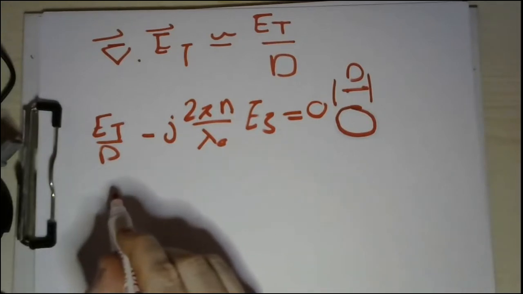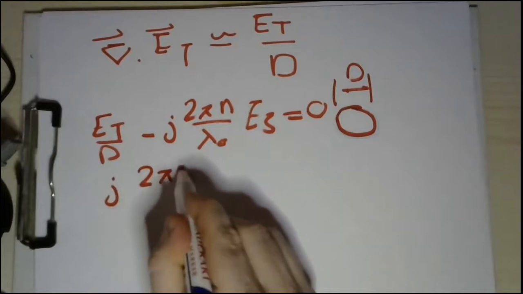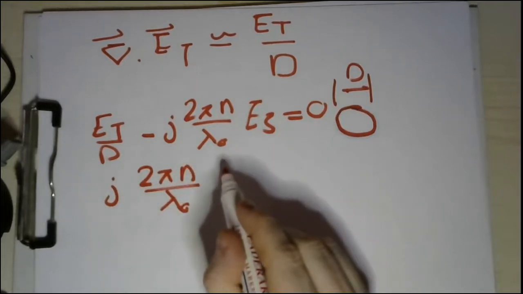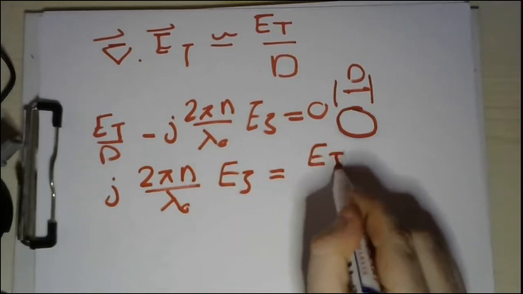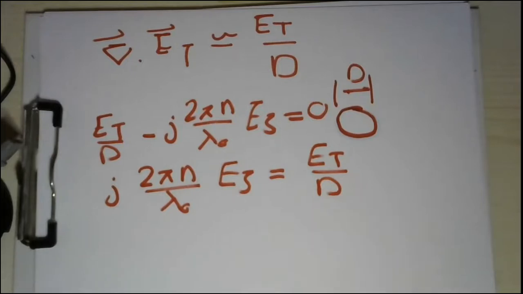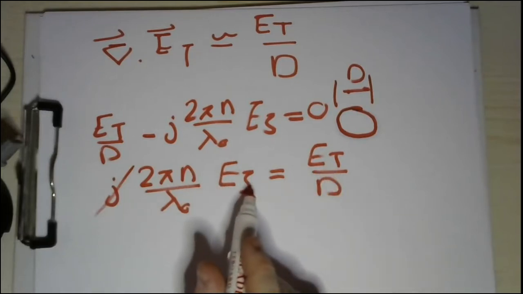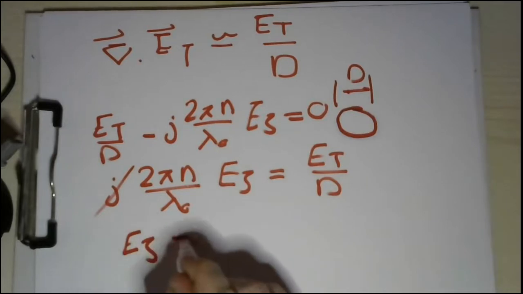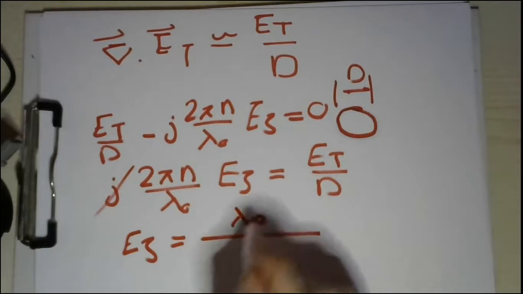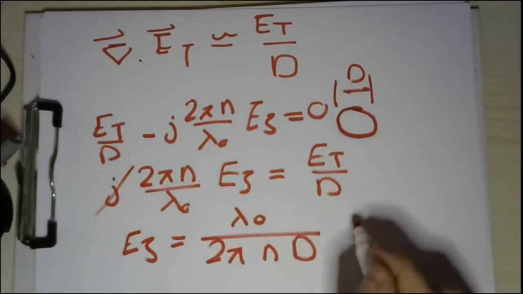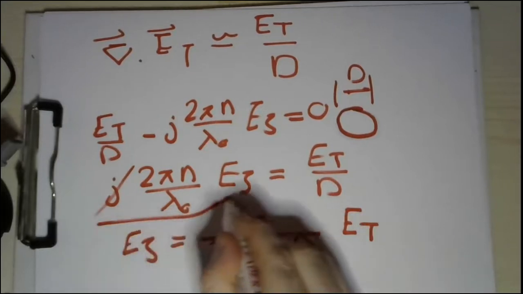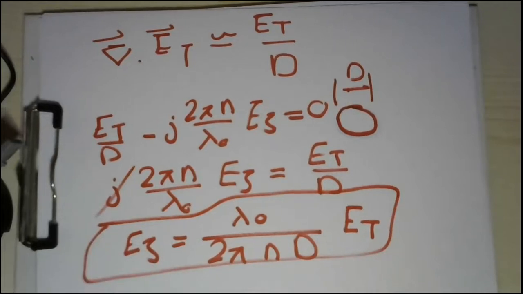So we can say that j2 pi n over lambda node times Ez equals E transverse over D. Let's take the magnitude of both sides, so this j will be canceled. Then let's put Ez on one side and the other on the other side. So Ez equals lambda node over 2 pi n D times E transverse. Let's examine this equation. This equation tells us the Z component, or the longitudinal component, of the electrical field in terms of the transverse component.